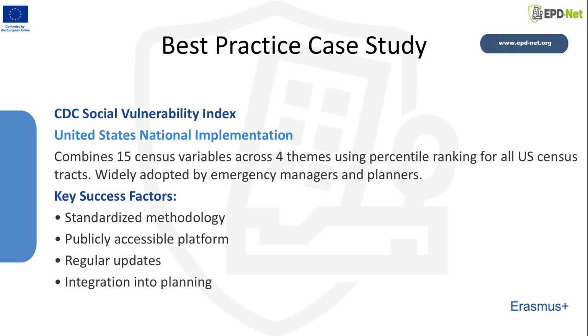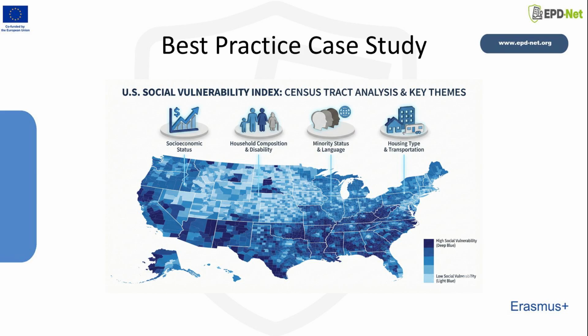The SVI combines 16 census variables across 4 domains: socioeconomic status, poverty, unemployment, income, education; household composition and disability, age, disability status, single-parent households; minority status and language, racial, ethnic minority status, limited English proficiency; and housing and transportation, multi-unit housing, mobile homes, crowding, no vehicle access, group quarters. The index uses percentile ranking to calculate vulnerability scores for all U.S. Census tracts, enabling comparison across geographic contexts from rural communities to metropolitan areas.